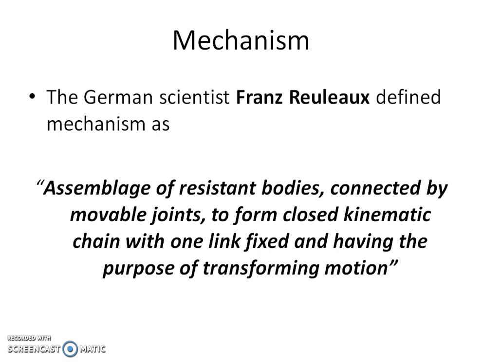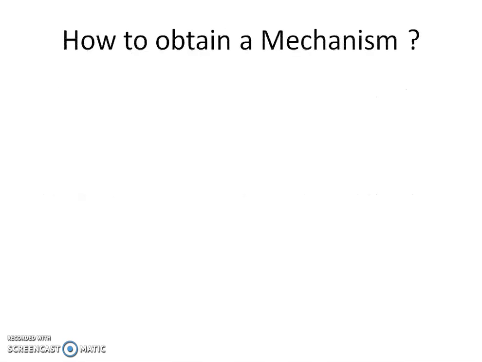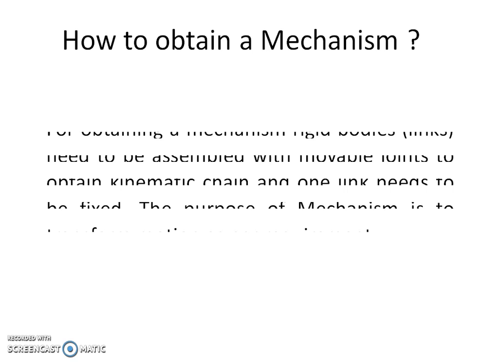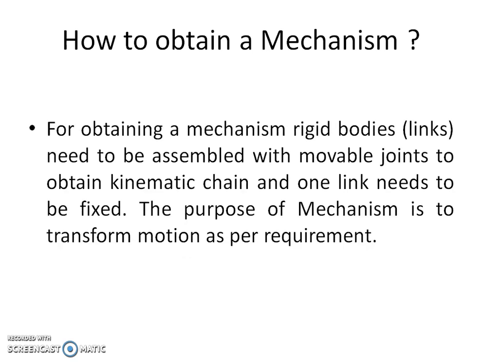Now, as you can see, to construct a mechanism, we should follow some process. So, how to obtain a mechanism? For obtaining a mechanism, rigid body links need to be assembled with movable joints to obtain a kinematic chain, and one link needs to be fixed. With this, we will be obtaining a mechanism. The purpose of a mechanism is to transform motion as per requirement.